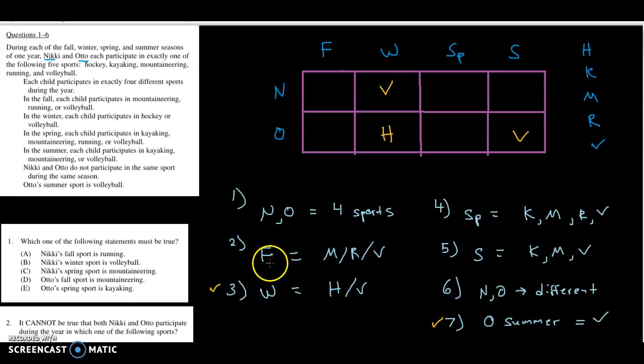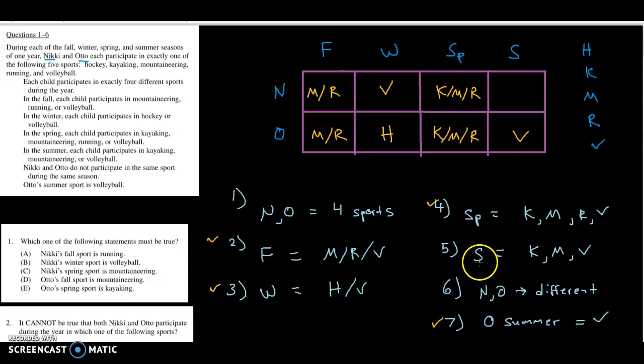Let's think about this. In the fall, well, we've placed volleyball for both of them, right? So that means in the fall, we could be playing either M or R, and same for Otto. All right, so we take care of that rule. The other rule we know, let's look at spring. We know that you can be playing either in the spring K, M, R, or V, but we placed V, so that means it can be K, M, or R in the spring for either of them, because we don't know which is which, so that's that one.